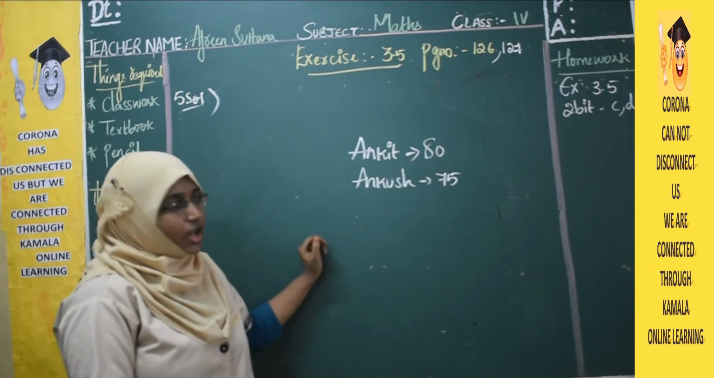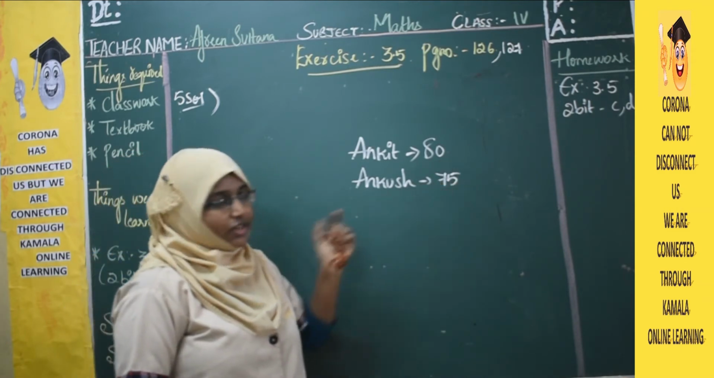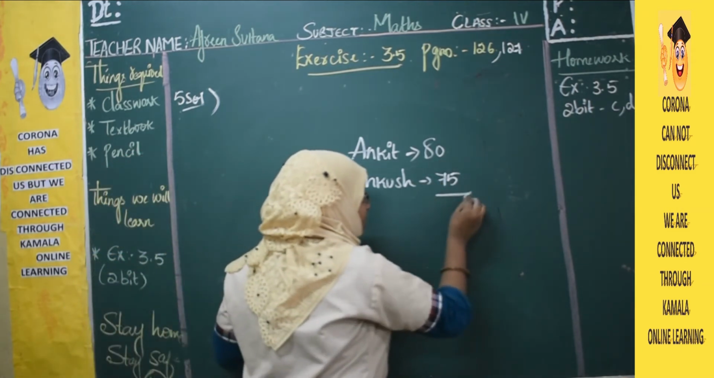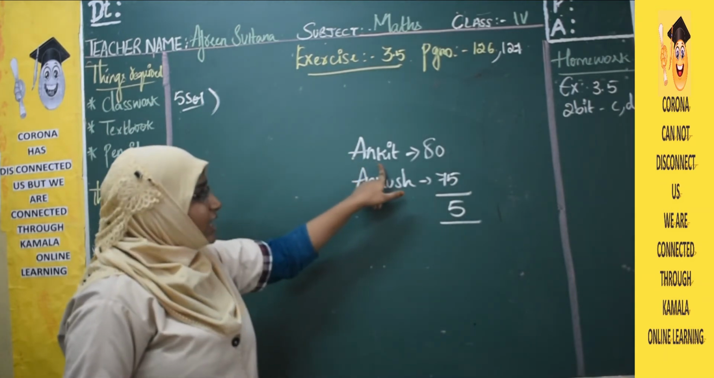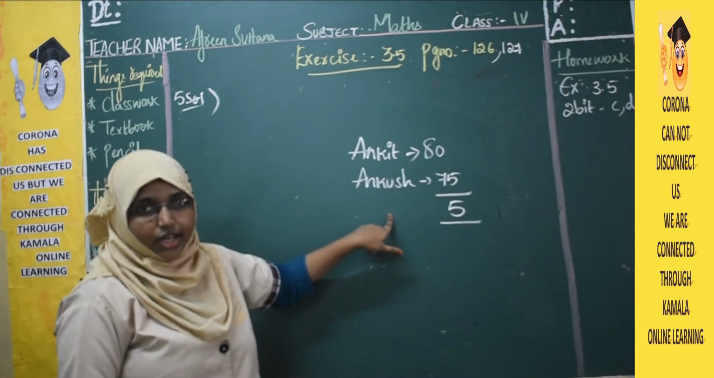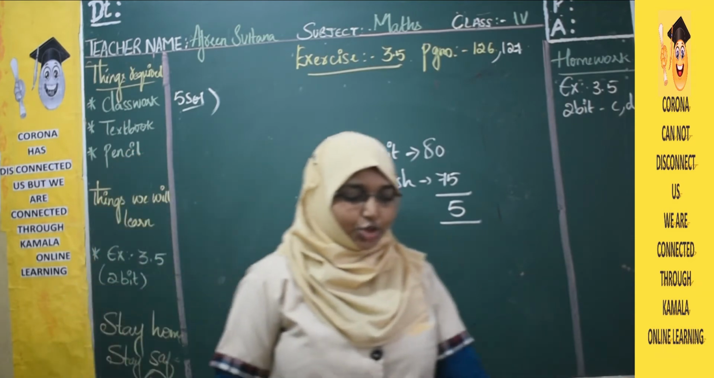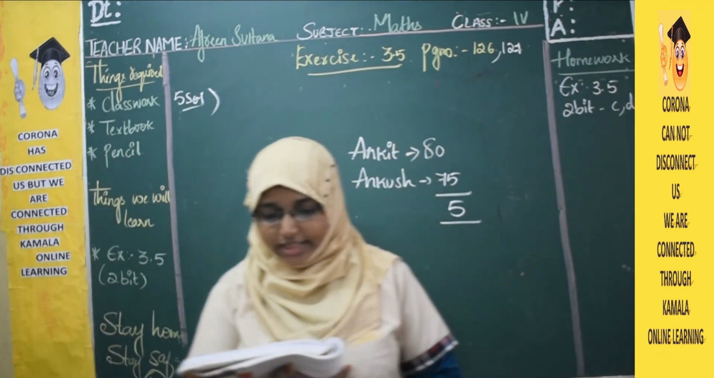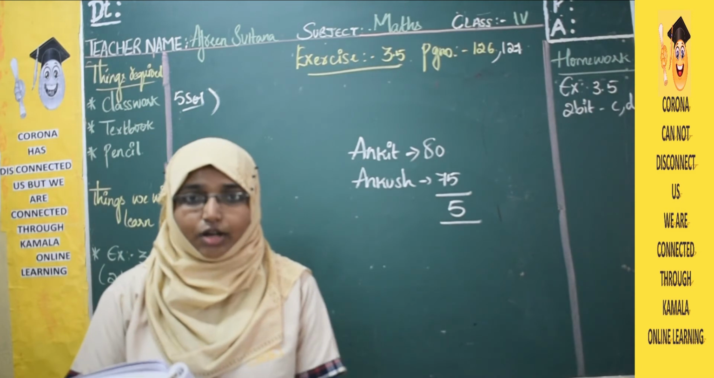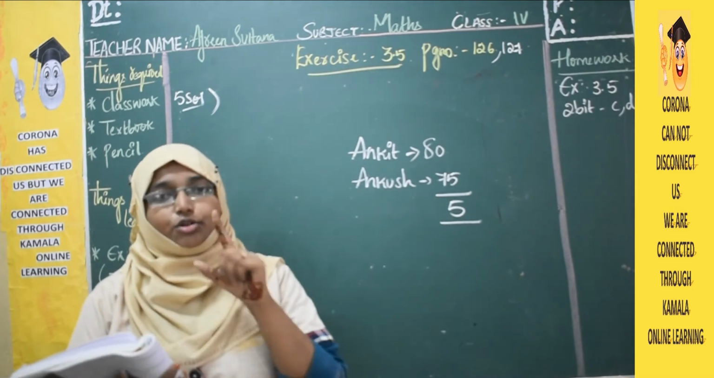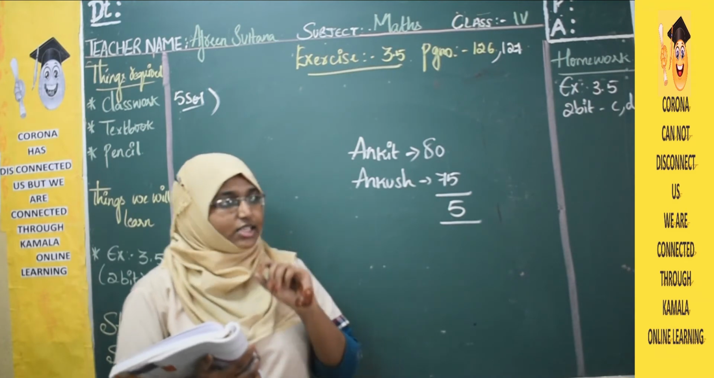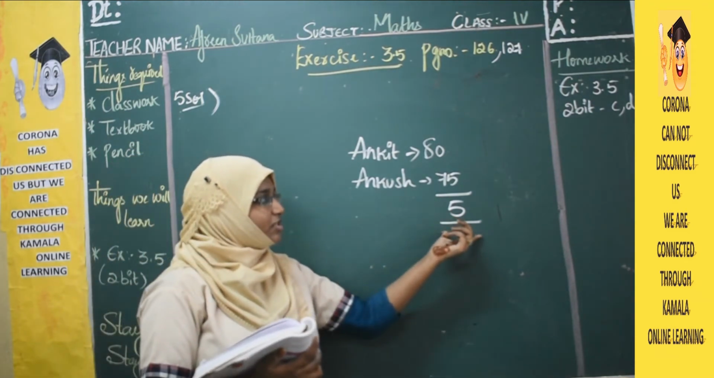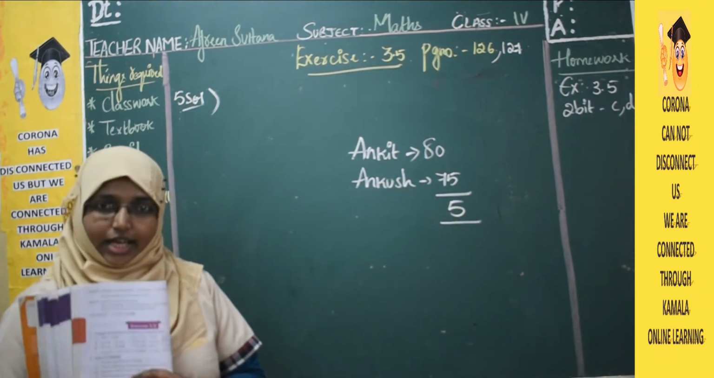So how will you find it? Simply subtract 80 minus 75. The result you will get is 5. So Ankit has scored an extra 5 marks than Ankush, right? In a similar way, they have given the numbers 12,000 and 10,000. Simply we will subtract them. Now 12 is bigger than 10, right? So 12 will become our minuend and 10 will become our subtrahend. Simply we will find the difference, that is, how much bigger the number is than 10,000.